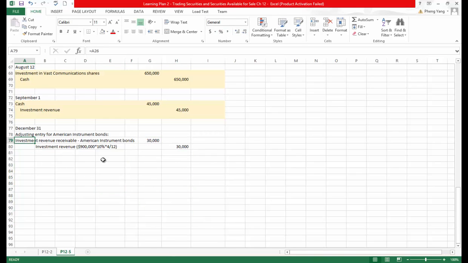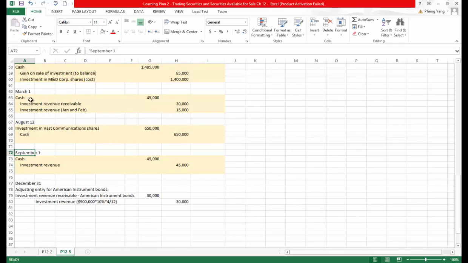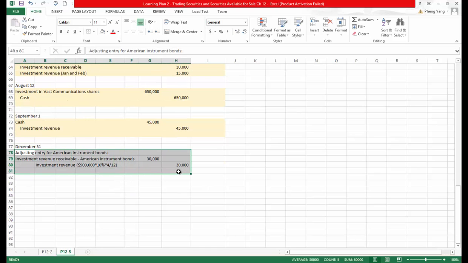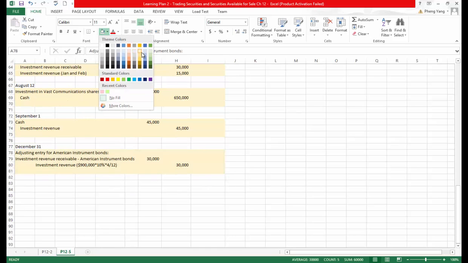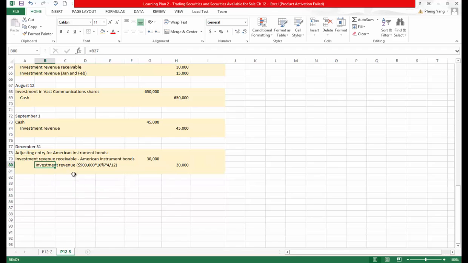All right. Remember earlier, because interest is paid on March 1st and September 1st, and because once again it's year end, we must make this adjusting entry to accrue for interest that we have earned but not yet received. Every year on December 31st, until these bonds mature, we're going to make this adjusting entry. Same way, 4 months every single time.